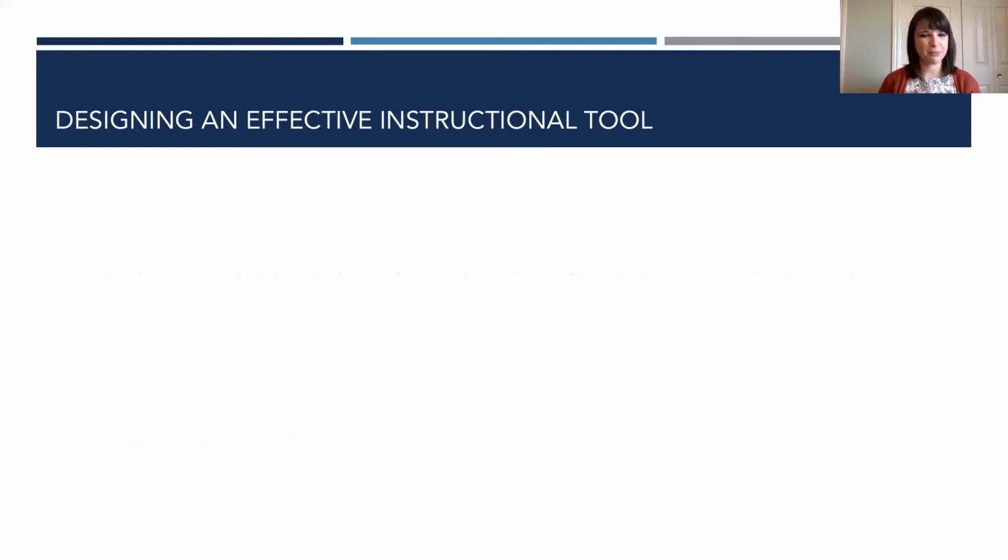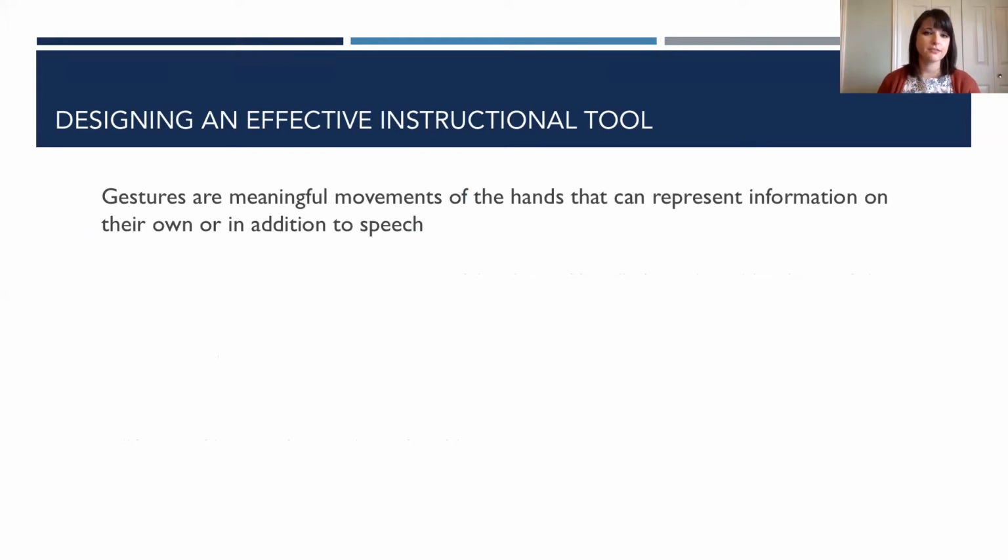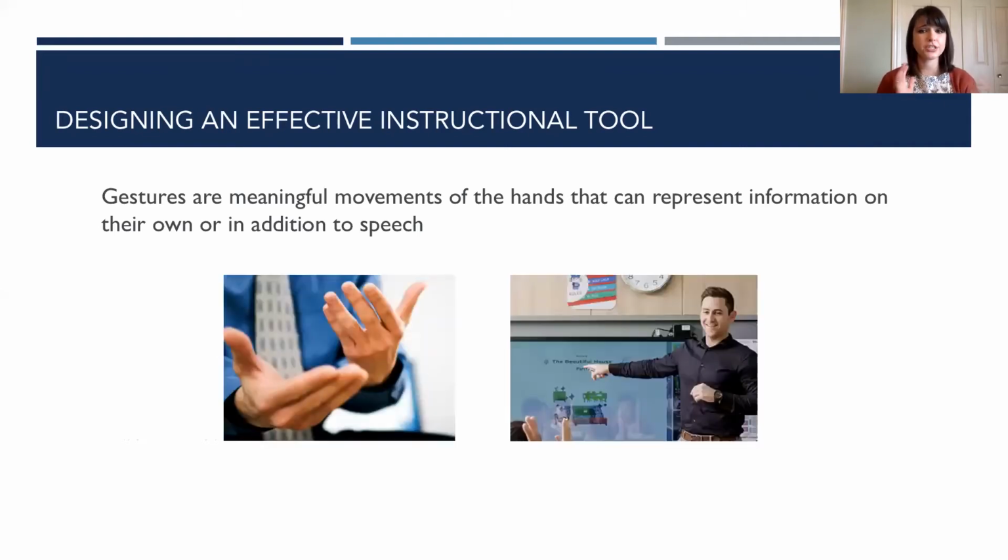A quick definition of what I mean by co-speech gesture for anyone who's unfamiliar with this idea or thinking about gestures in this way. Gestures are meaningful movements of the hands that can represent information on their own or in addition to speech. So here are just a couple examples of common gesture types. For example, some gestures' roles are to reinforce any kind of accompanying speech, such as a hand gesture like the one on the left that could accompany a verbal description of weighing the pros and cons of something. And this gesture would likely be reinforcing what you're saying in speech. It probably wouldn't stand on its own.